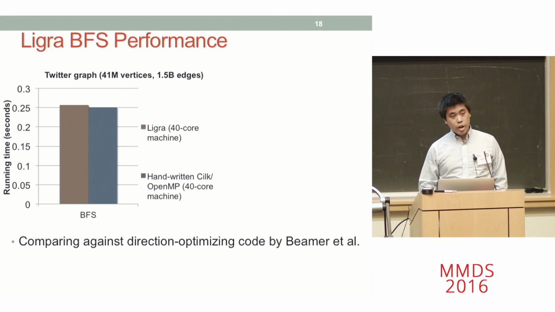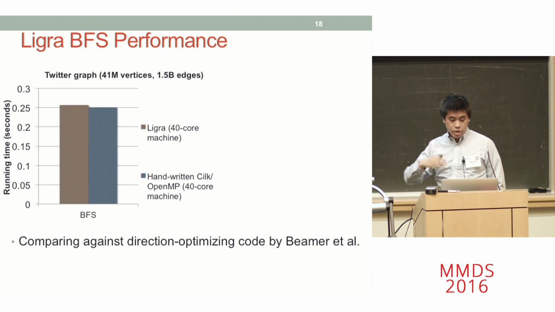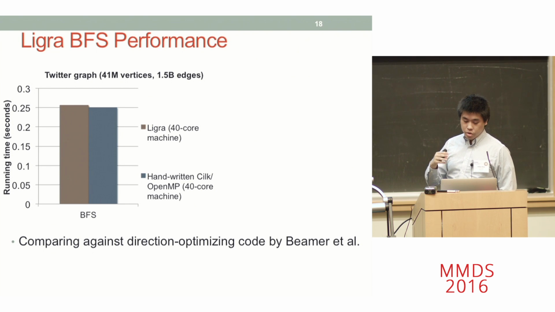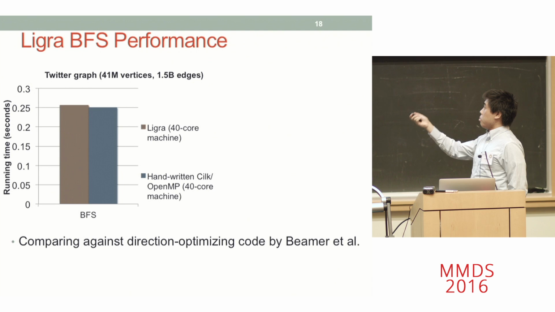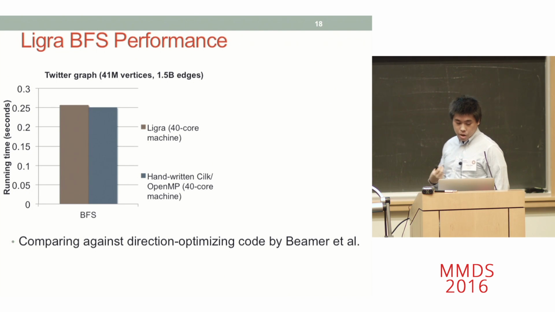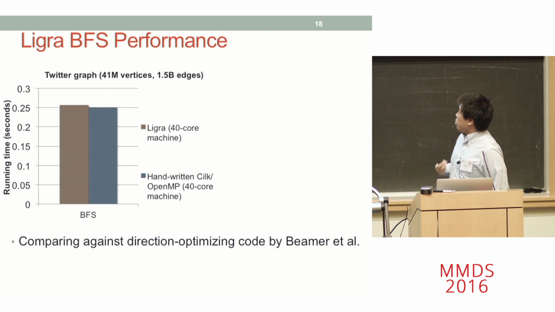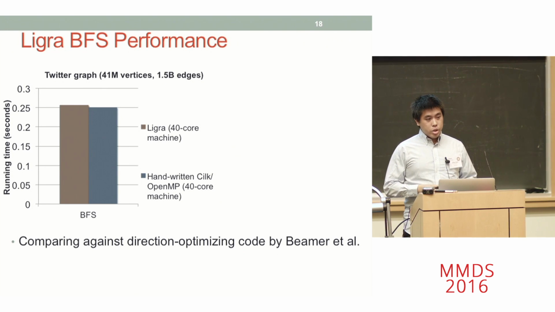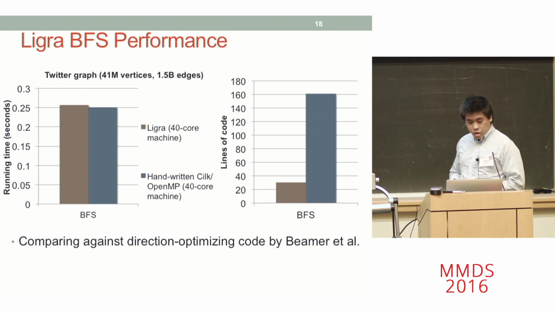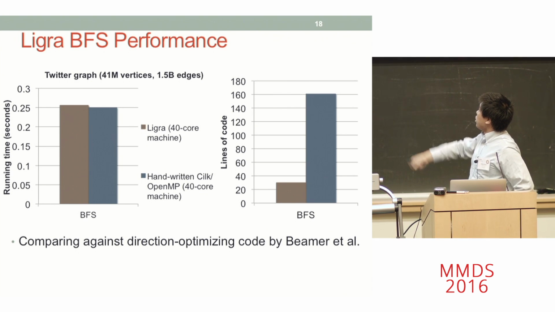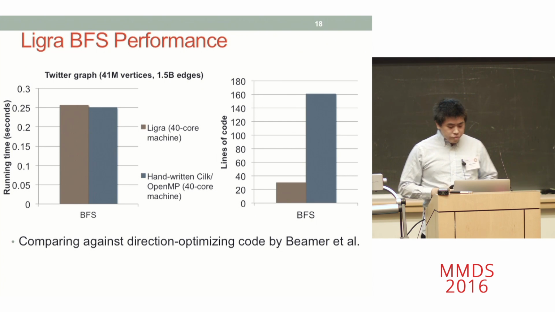They submitted this to the Graph 500 benchmark when they published their paper, and they actually got the highest ranking among all of the single shared memory machine solutions. So fortunately, we're able to perform about as well as this handwritten code, but we argue that the Ligra code requires much less programming effort to write. I have the number of lines of code here, which is a proxy for the code complexity, so you can take it for what it's worth.